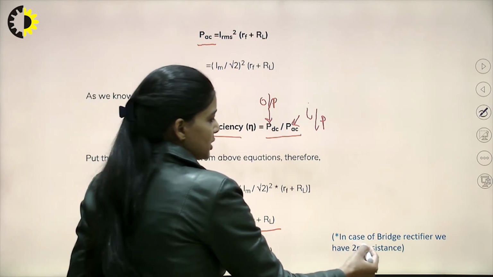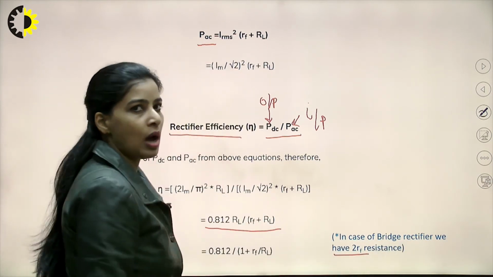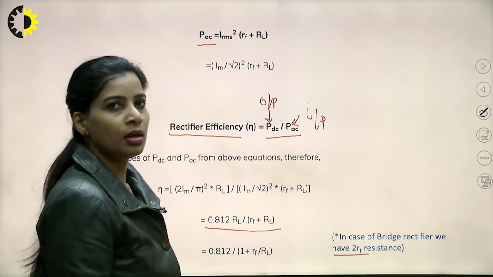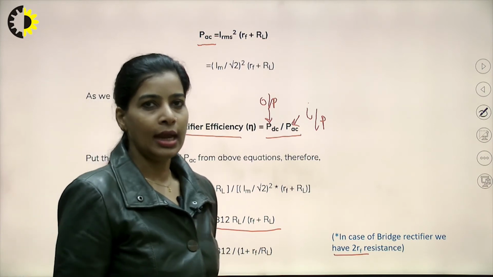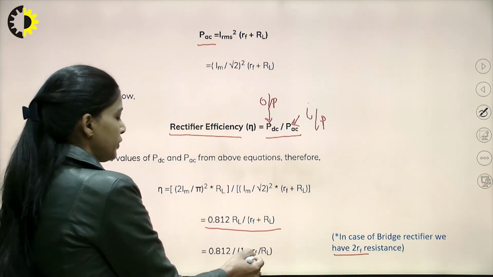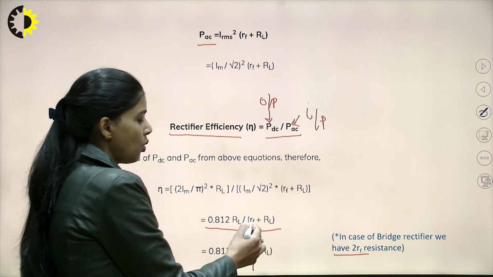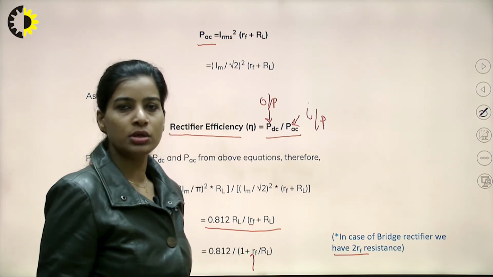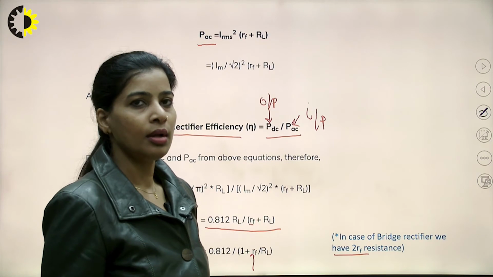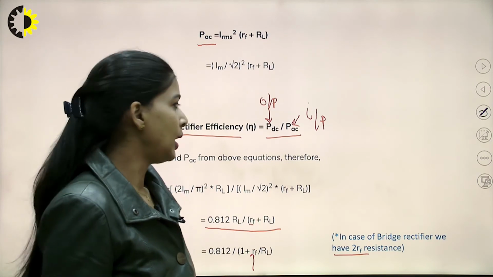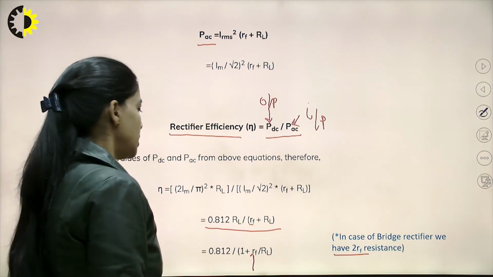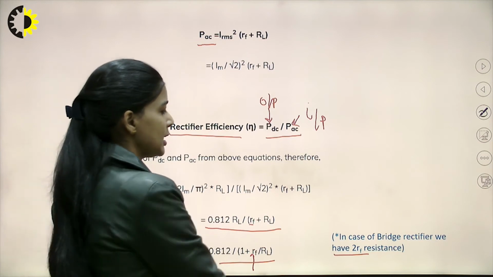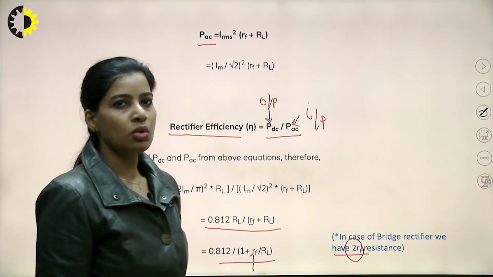Here I have written, in case of bridge rectifier we have 2 RF of resistance, because in the bridge rectifier only one diode is on at a time in each path. So here the contribution of this resistance is from only one diode. In case of bridge rectifier we have a total of 4 diodes and 2 diodes are on at a time for the positive cycle and also for the negative cycle. So everything will remain the same for the bridge rectifier with the resistance replaced by 2 RF.